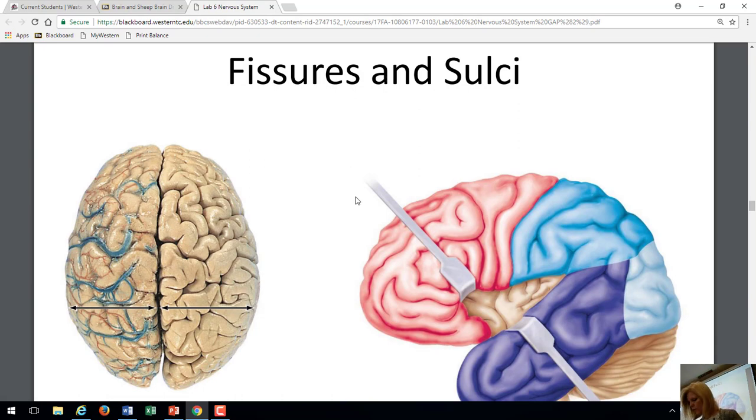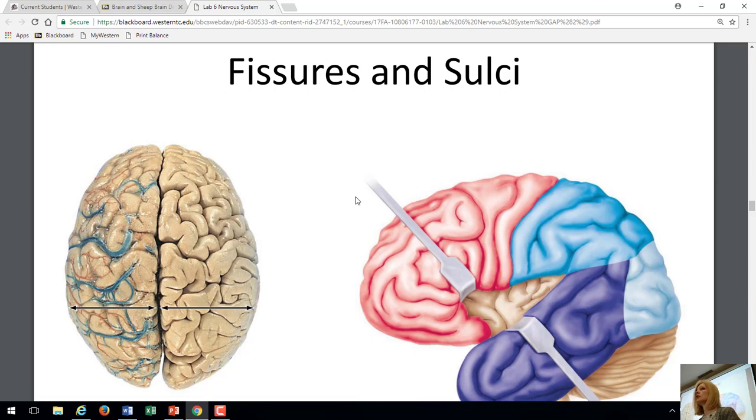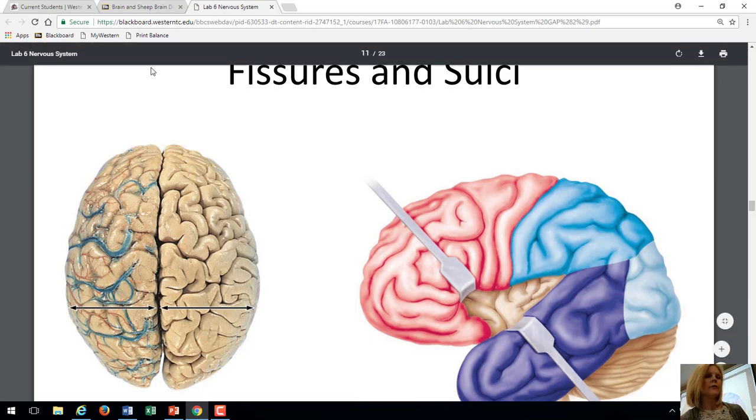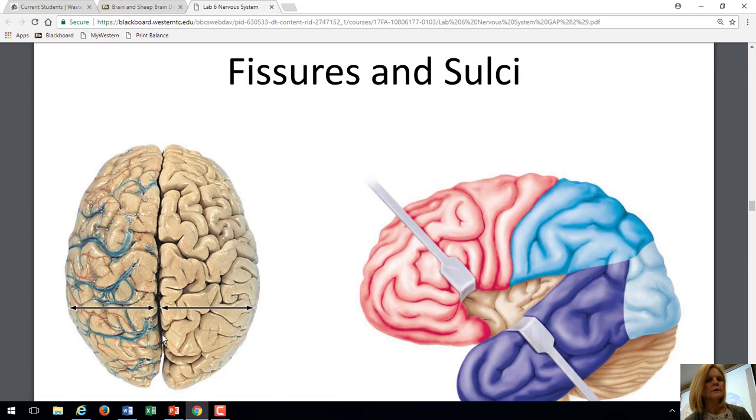Then if we look at the grooves in the brain, kind of like we saw the sutures in the skull, we've got this major groove here that divides the brain into left and right hemispheres. So this is the cerebrum, again, this wrinkled portion of the brain. We have this long groove, and if it's a deep groove, we call it a fissure. So this is the longitudinal fissure that divides the brain into left and right hemispheres.